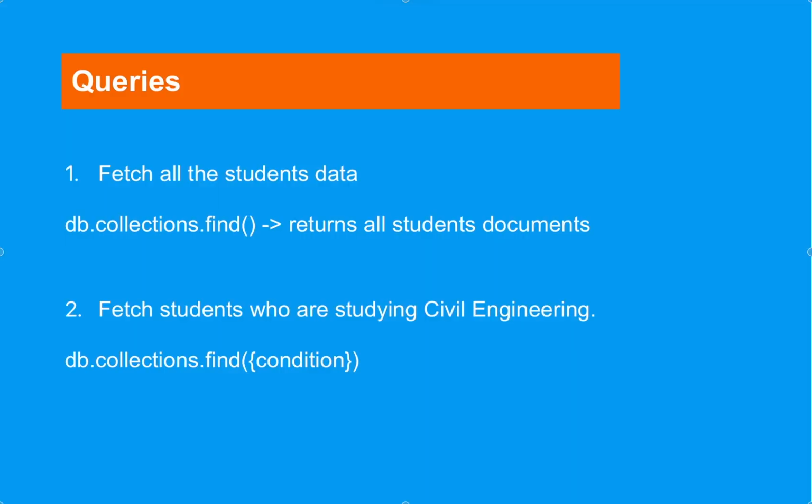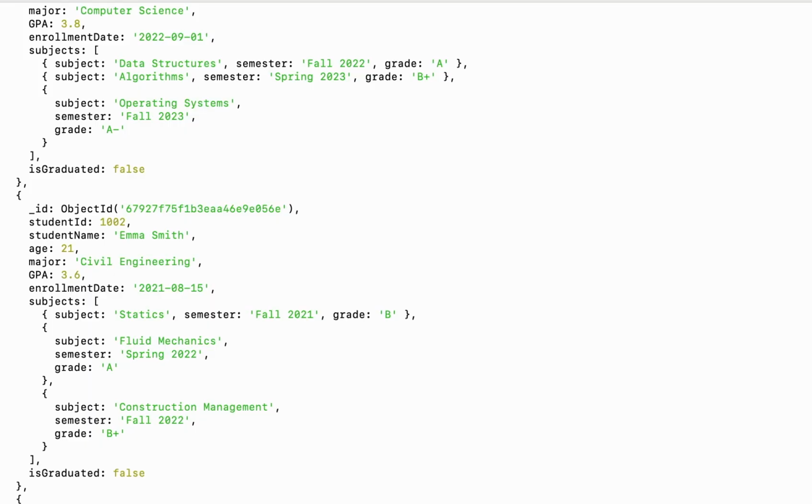Next query. Fetch students data who are studying civil engineering. To retrieve all the documents from the students collection who are studying civil engineering, the find command will take one condition parameter. This will filter out the students documents. In the students document, we have a field called major, which will be set to civil engineering. We have to filter the students documents based on this field.